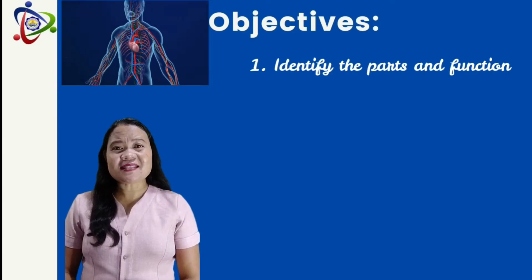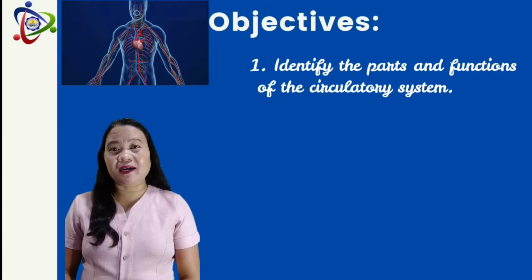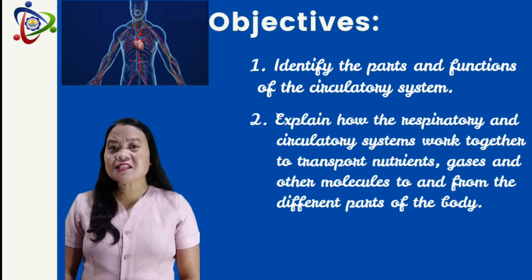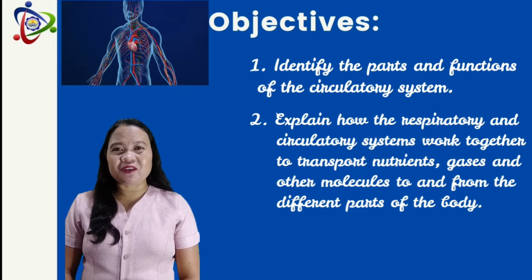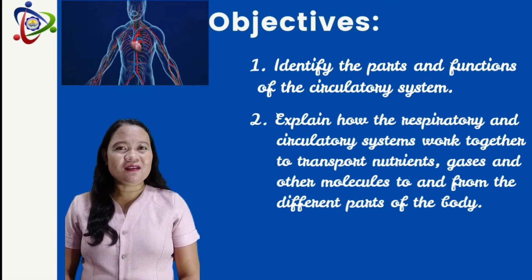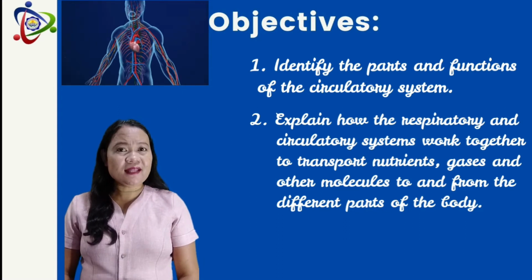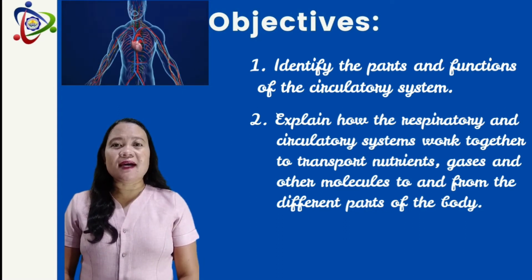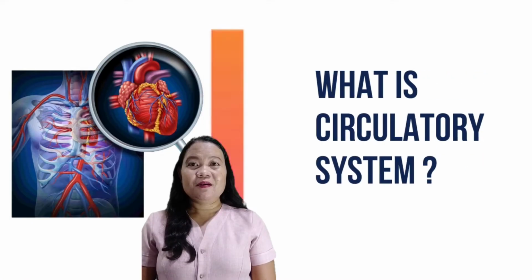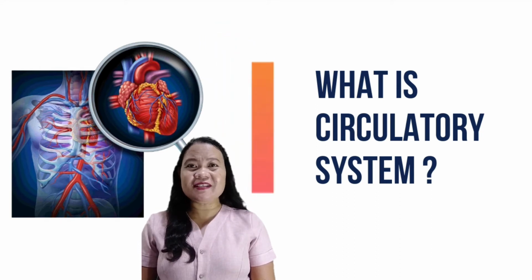In today's lesson, our objectives are to identify the parts and function of the circulatory system, and to explain how the respiratory and circulatory systems work together to transport nutrients, gases, and other molecules to and from the different parts of the body. What is meant by circulatory system?